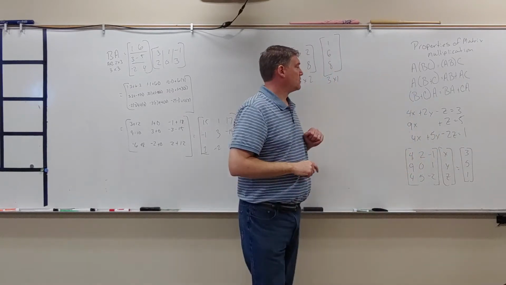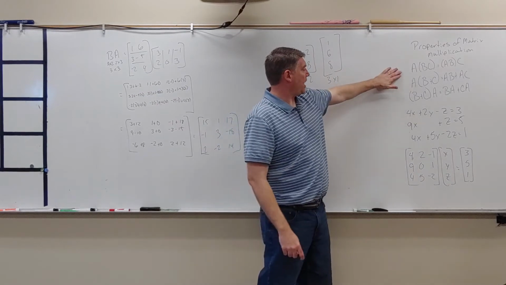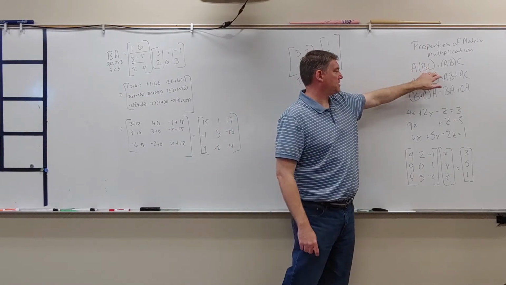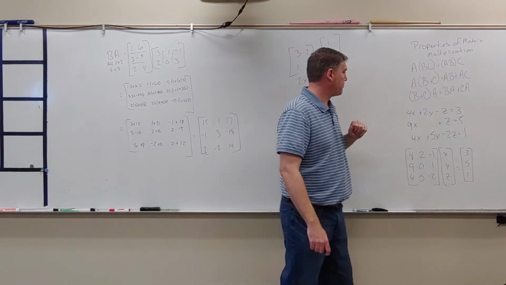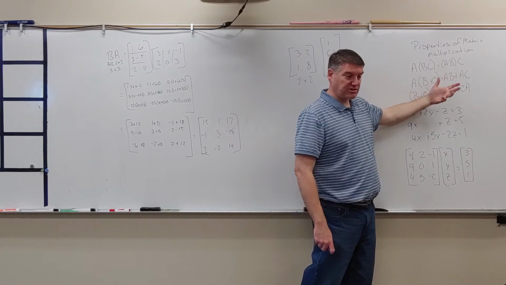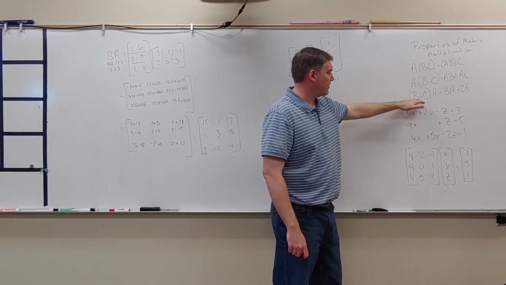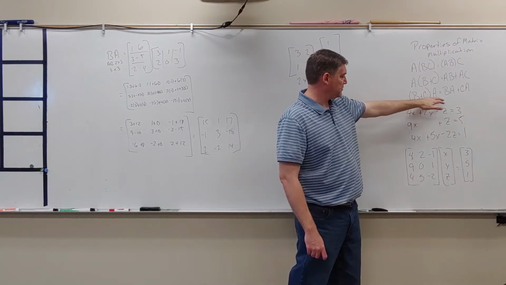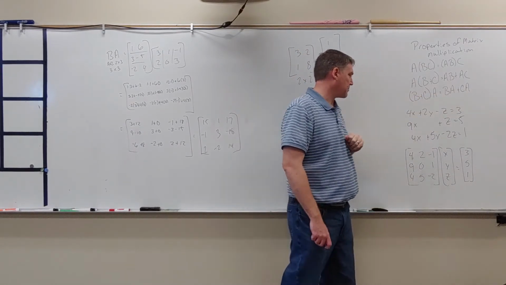Okay? So, properties of matrix multiplication. A times the quantity B times C is the same as quantity AB times C. A times the quantity B plus C, I can kind of distribute that, AB plus AC. If I have quantity B plus C times matrix A, I can kind of distribute that, BA plus CA.